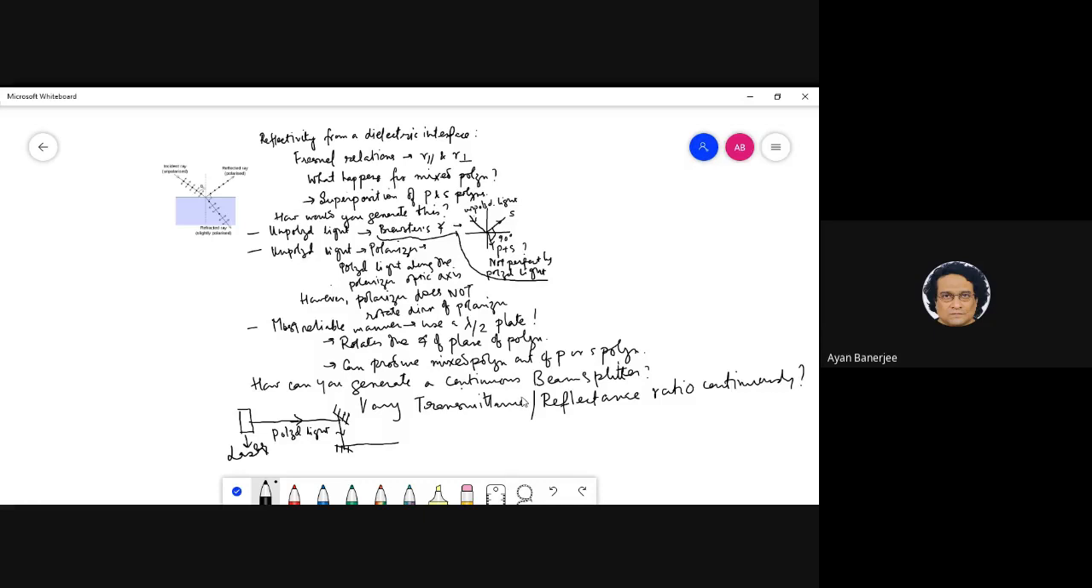Now, see, you have continuously varying polarization. So what will you then need? So basically that means the ratio of P to S is continuously changing. So what would you need then to make a continuous beam splitter? At least say your thoughts aloud, no?